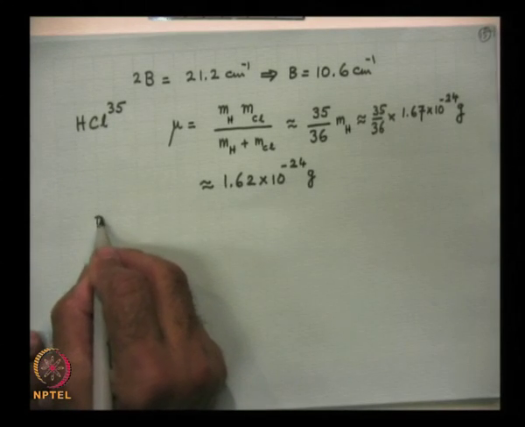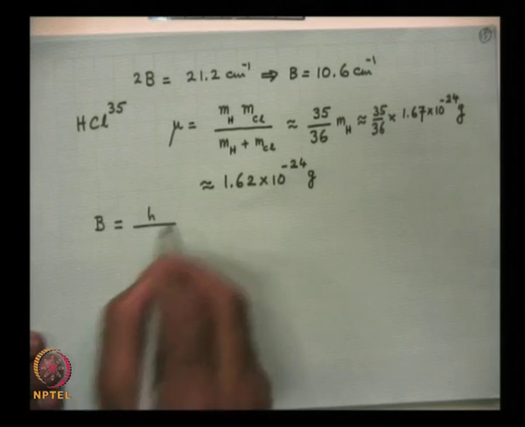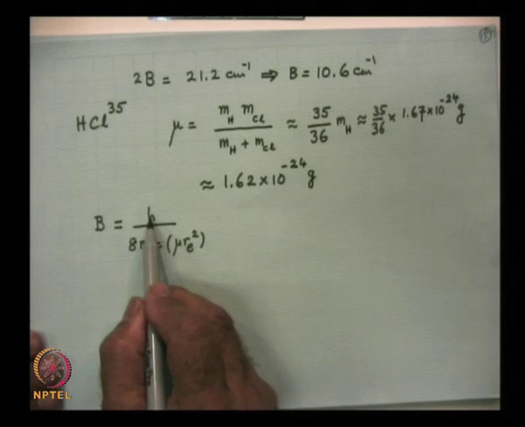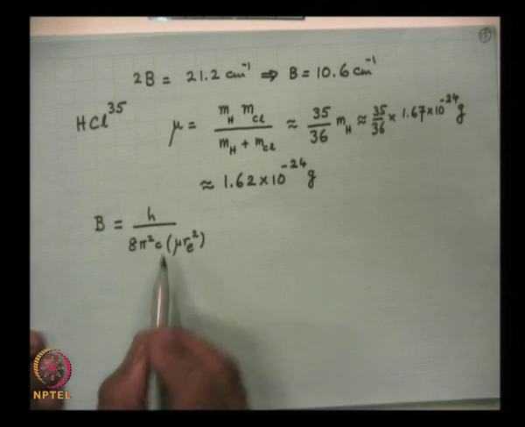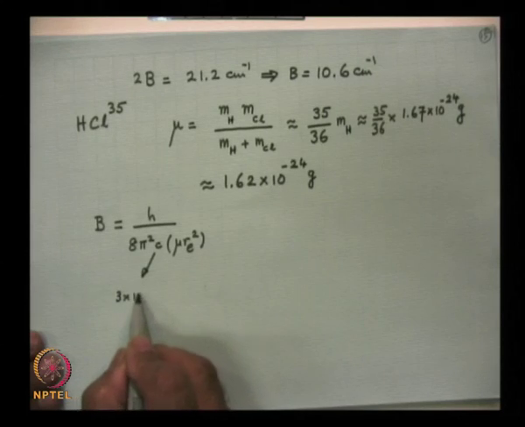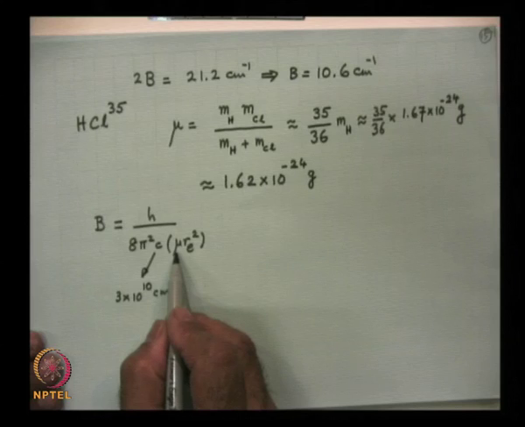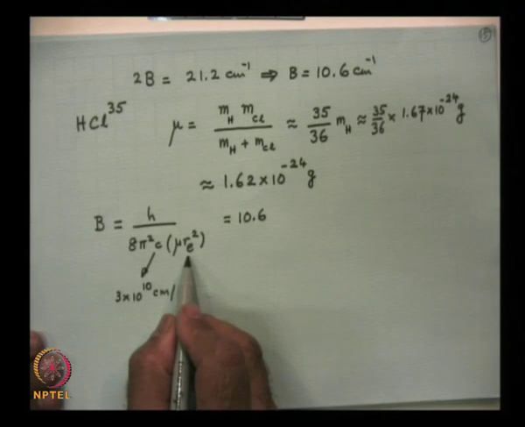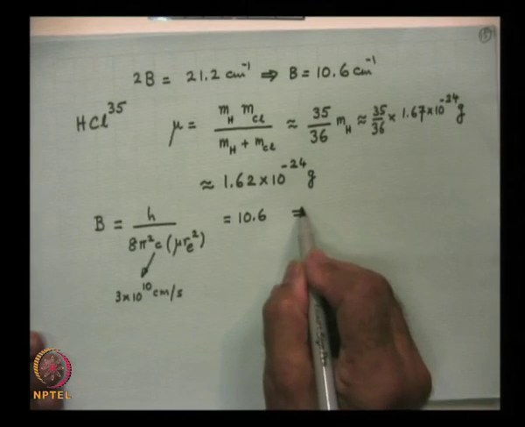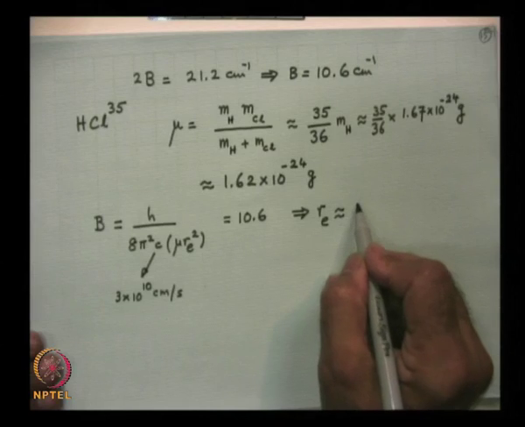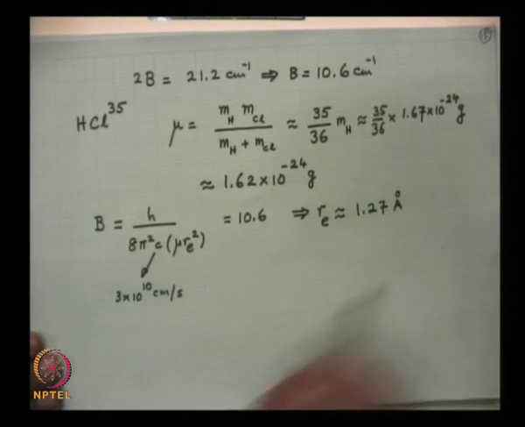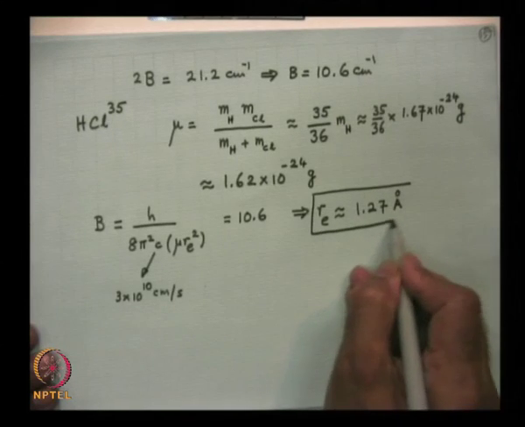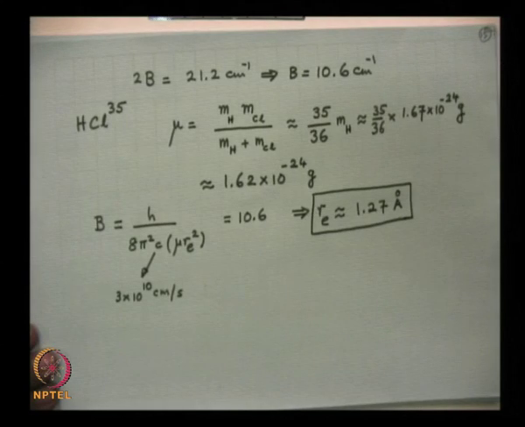So, as I had mentioned earlier, B, the rotational constant, is given by H over 8 pi square C mu R E square, and I know the value of H, which is about 6.6 into 10 to the power minus 27 erg second. C is about the velocity of light in free space, this is about 3 into 10 to the power of 10 centimeter per second. Mu we know, and the rotational constant we know, that is equal to 10.6. So, the only unknown is the interatomic distance, and if you substitute this, it is very simple algebra, this will come out to be 1.27 angstrom. Now, so this tells me that the interatomic spacing between the hydrogen atom and the chlorine atom in HCl 35 is about 1.27 angstrom.